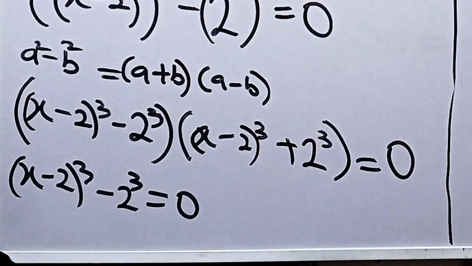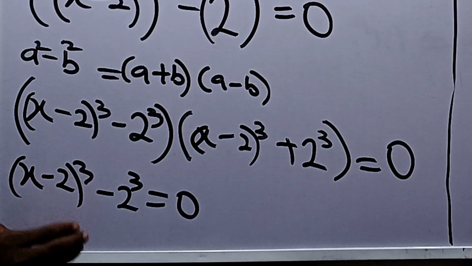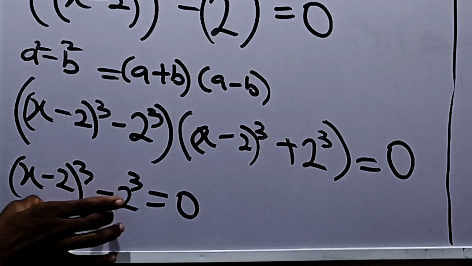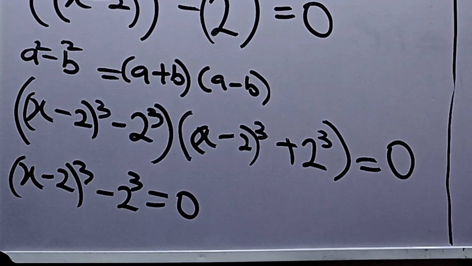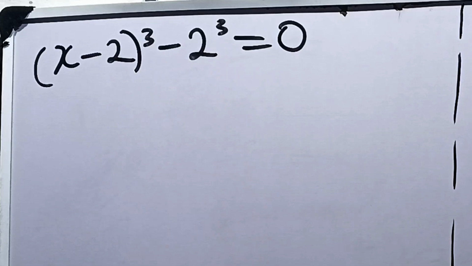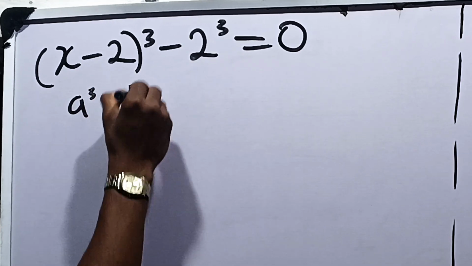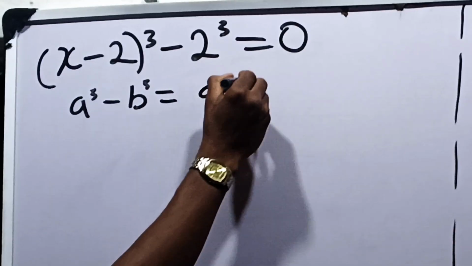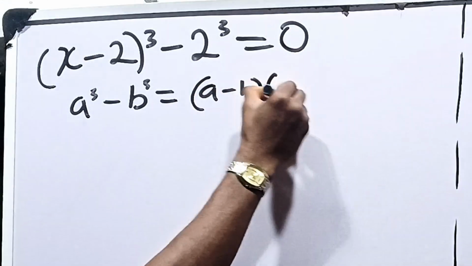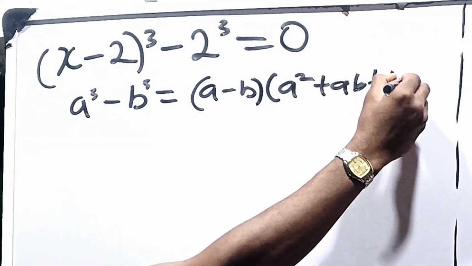Okay, so as you can see here, we have two cubes and we have a minus between them. So this is called difference of two cubes. And we're going to apply the law of difference of two cubes in solving this. Let's do that quickly now. For the first condition, we have (x - 2)^3 - 2^3 = 0. The law of difference of two cubes states that a^3 - b^3 is equal to (a - b) into (a^2 + ab + b^2).